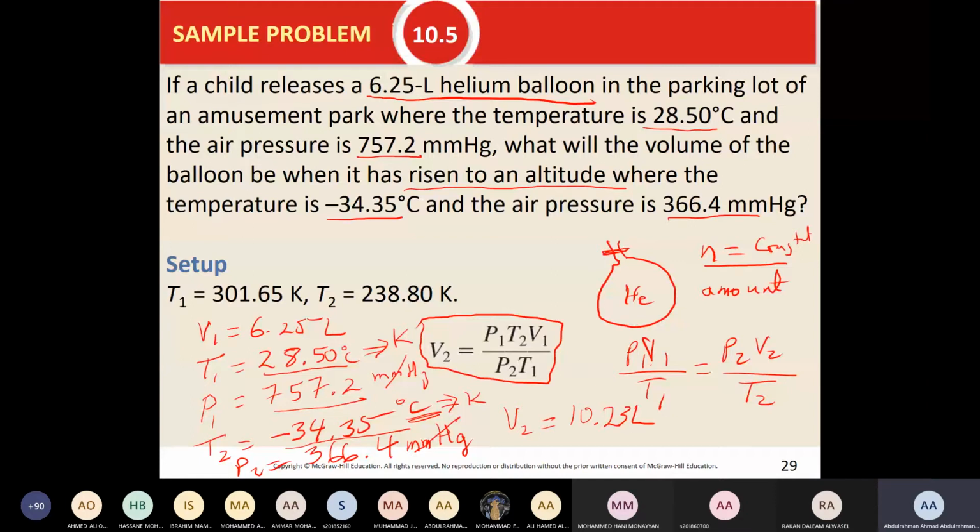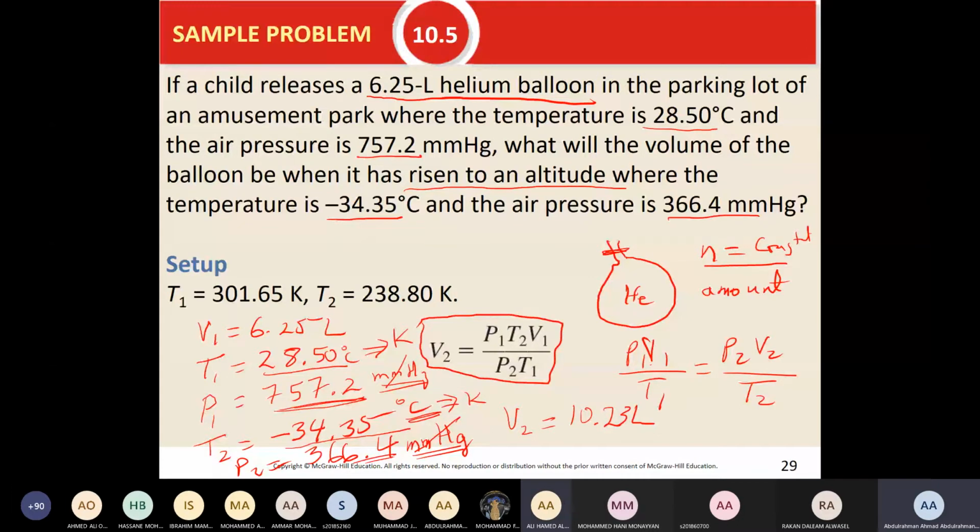Why? Because when you divide this number by this number, the unit will go away. The millimeters Hg with millimeters Hg will go away. If it's atmosphere with atmosphere, keep it as atmosphere with atmosphere, or any unit. Even if it is Pascal with Pascal, keep it as it is.